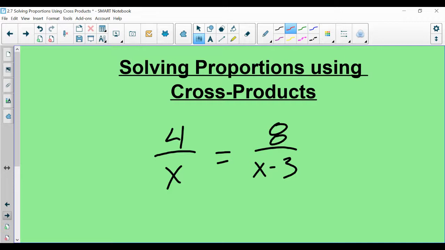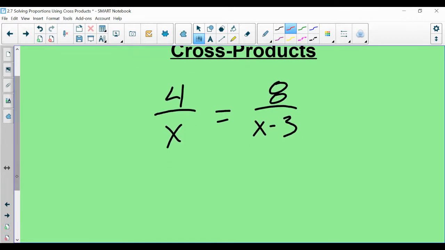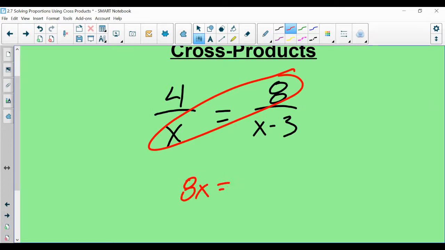I did promise that it would get a little bit more complicated. It still isn't too bad, but what's going to change is we might have quantities, more than one thing in our denominator or numerator. And also we have multiple variables here. The idea is still going to hold, though. You're going to cross multiply. You're going to multiply things across from each other, and you get 8x here.